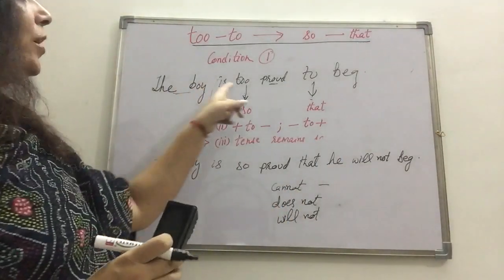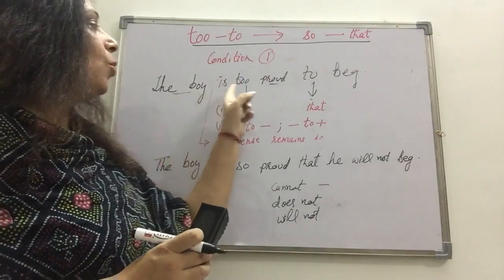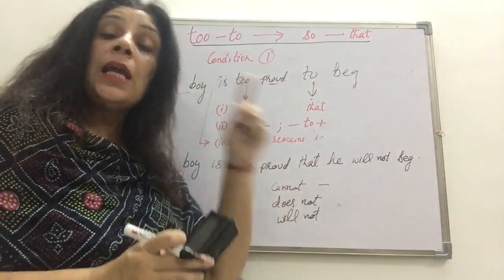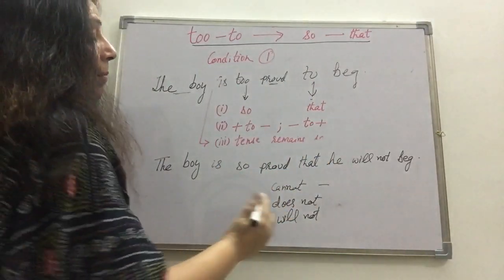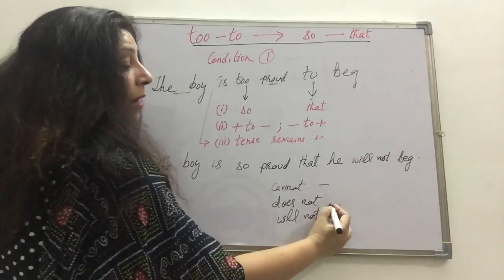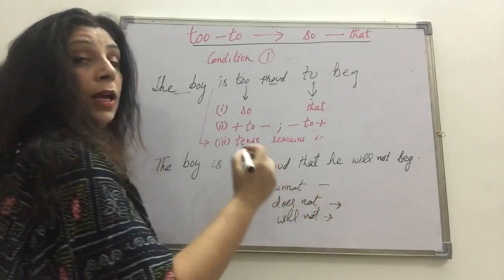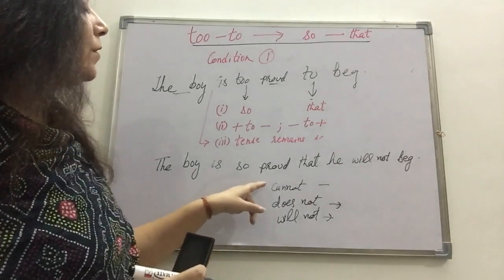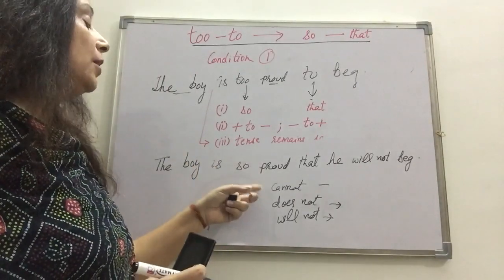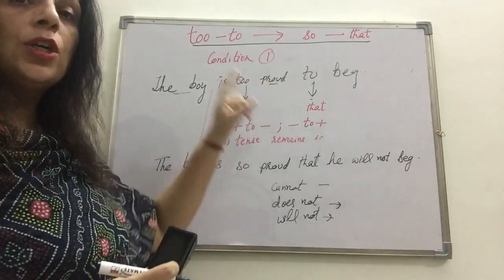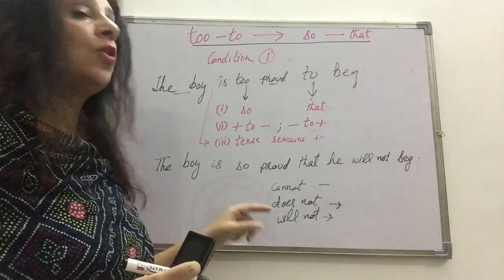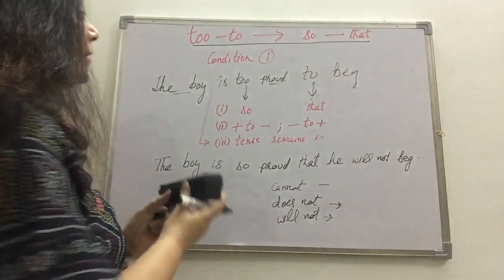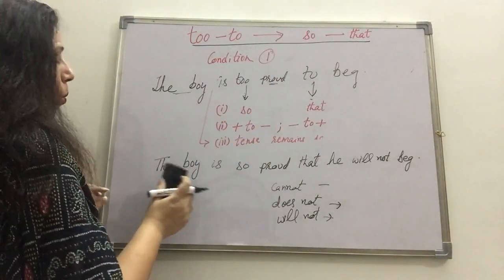Remember, the boy is too proud to beg. The boy is so proud, वो इतना proud है कि वो भीख नहीं मांगेगा. नहीं मांगेगा will not. नहीं मांगता does not. नहीं मांग सकता, then it is cannot. So most of the sentences take the word cannot, but when the nature is given, then we use the word does not or will not. Clear? This all is condition number 1.